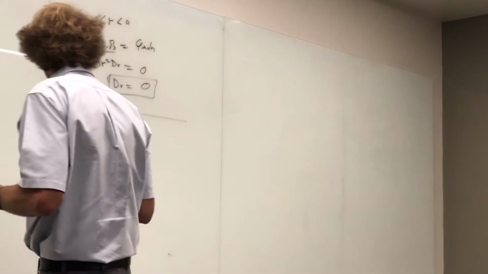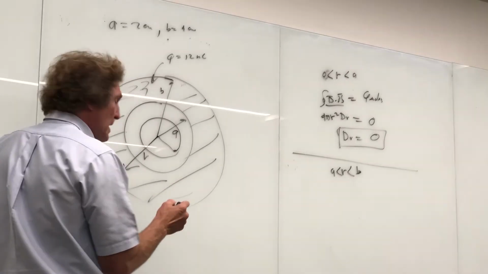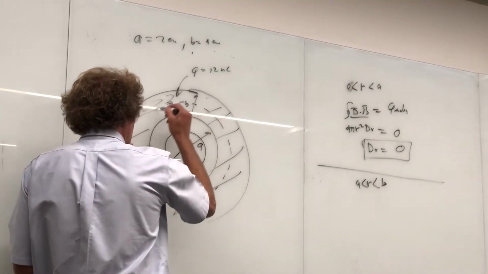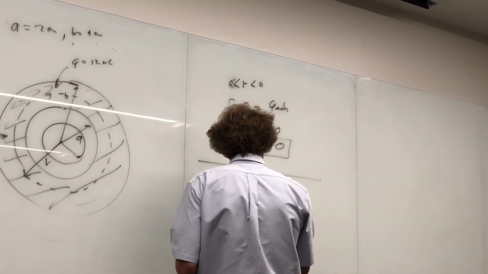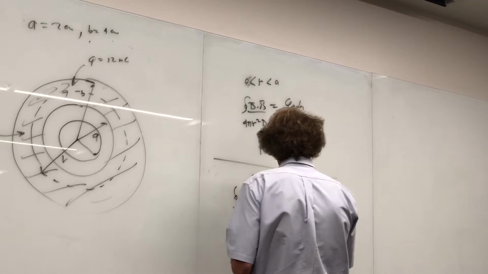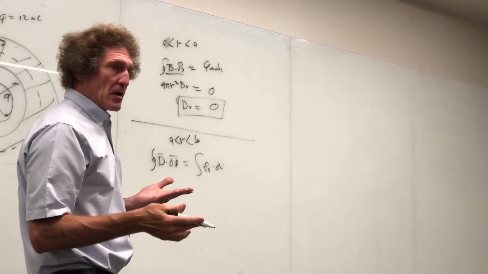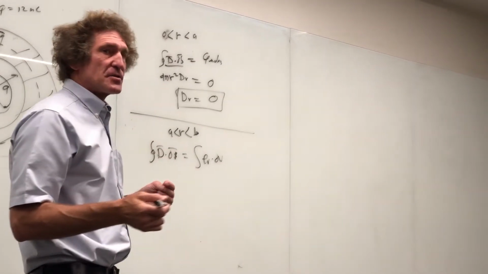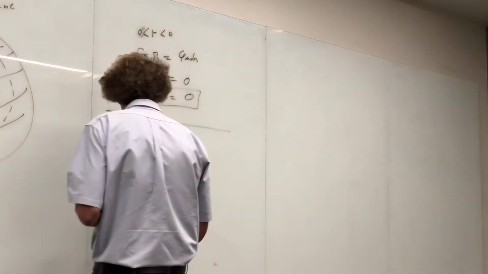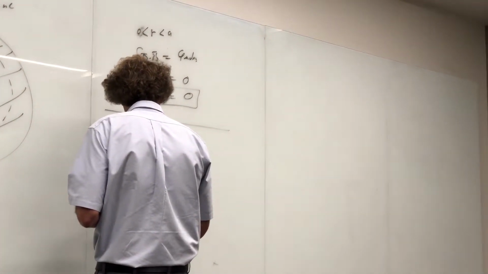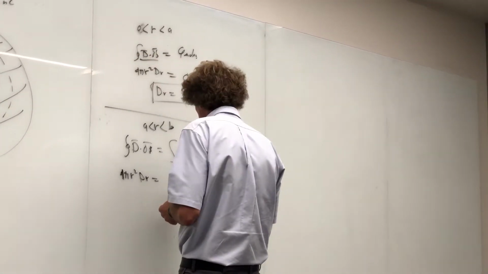Here, now when I'm between a and b, here's r, and now I put in my Gaussian surface here. And now I say the same thing: the integral of D dot dS over the closed surface is equal to the integral of rho v dv. That's the general statement. Now we put the specifics in. Well, what is D dot dS always going to be? 4 pi r squared. It's always the surface area of the sphere, 4 pi r squared, always, times D_r.